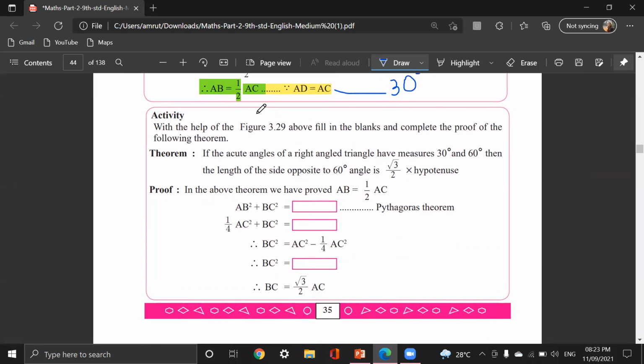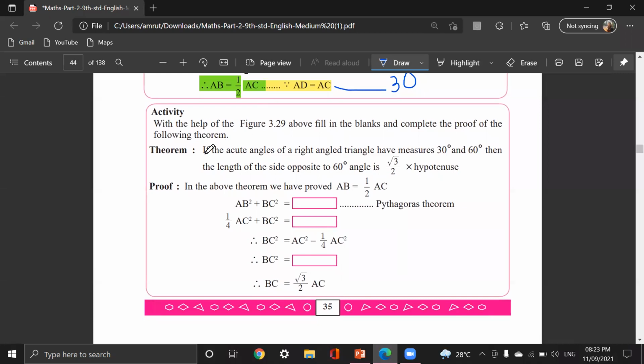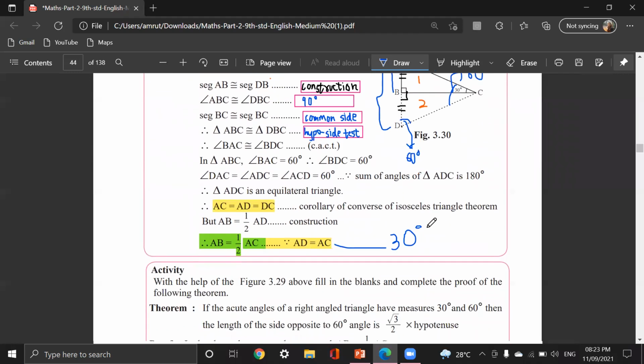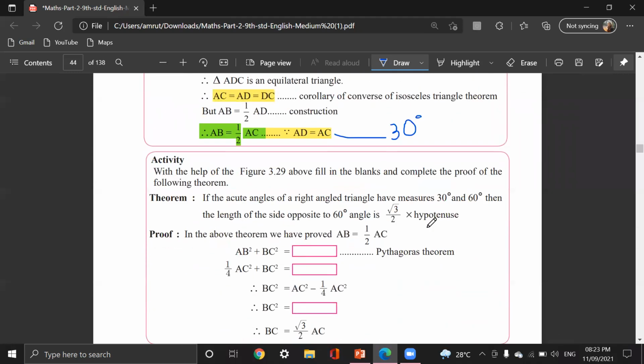Now what happens to the side which is opposite to 60 degrees? For that we have a different theorem. What is the statement of the theorem? Here also we have to use the same triangle, but here we have to use the Pythagoras theorem. In a right angle triangle, if the acute angles measure 30 and 60 degrees, then the length of the side opposite to 60 degrees is root 3 by 2 times the hypotenuse. So the side opposite 30 degrees is half of the hypotenuse, and the side opposite 60 degrees is root 3 by 2 times the hypotenuse. So how do we prove this theorem?